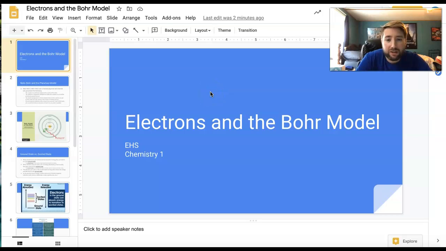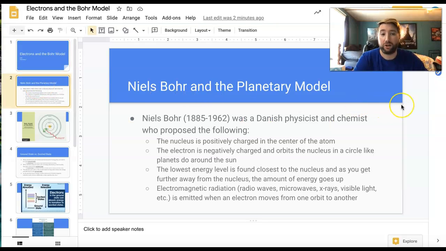Hey everybody, today I'm going to talk about electrons in the Bohr model, and this will be really helpful for you on your project because you're going to have to actually draw a Bohr model of the element that you have, and then click and drag the electrons into the different energy levels. So the first thing I want to talk about is Niels Bohr and this planetary model.